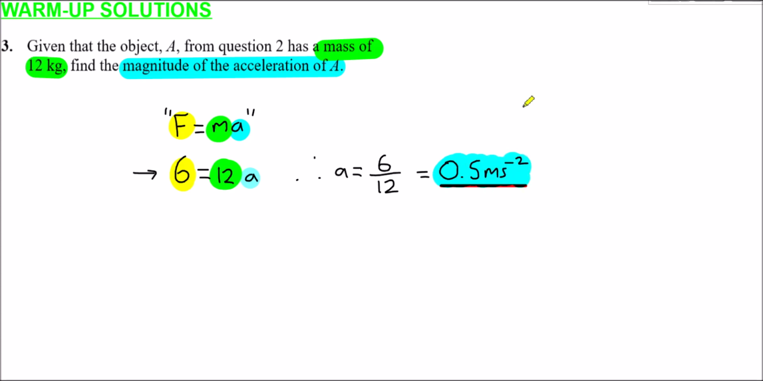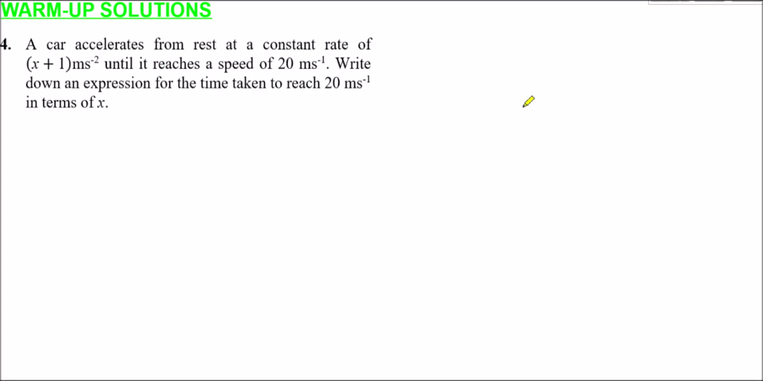Finally, for the warm-up, question 4. We have here a car which is accelerating from rest at a constant rate of x plus 1 meters per second squared, until it reaches a speed of 20 meters per second. We must write down an expression for the time taken to reach 20 meters per second in terms of x. Keyword again, or keywords, accelerating at a constant rate. What this now implies, for definite, is that this is a SUVAT question. So let's just write down SUVAT.